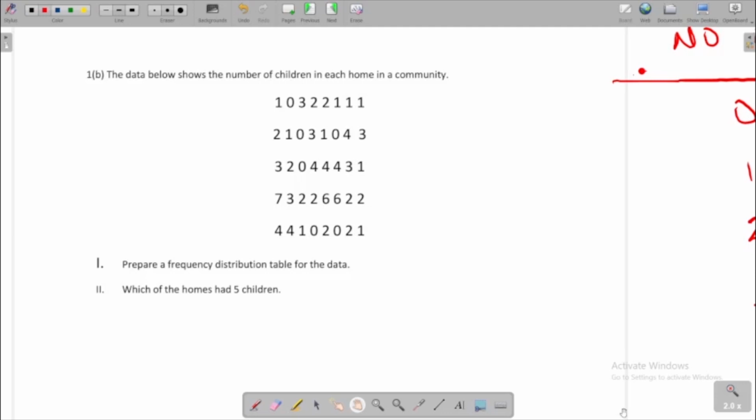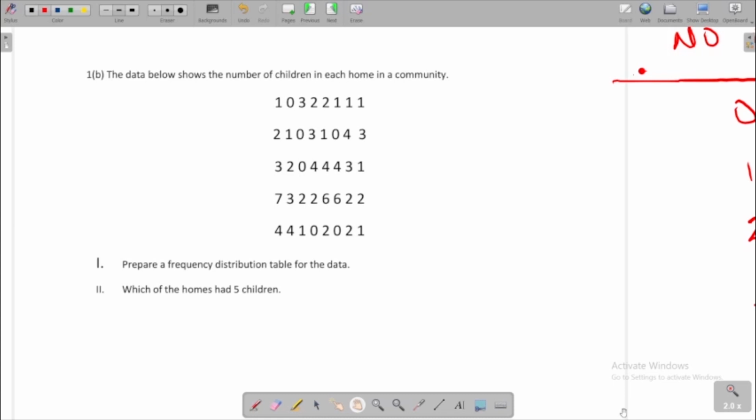Question 1B of the theory section says the data below shows the number of children in each home in a community. So you have the data on the screen: 1, 0, 3, 2, 2 and so on. You have two questions to answer there. The first one says prepare a frequency distribution table for the data.